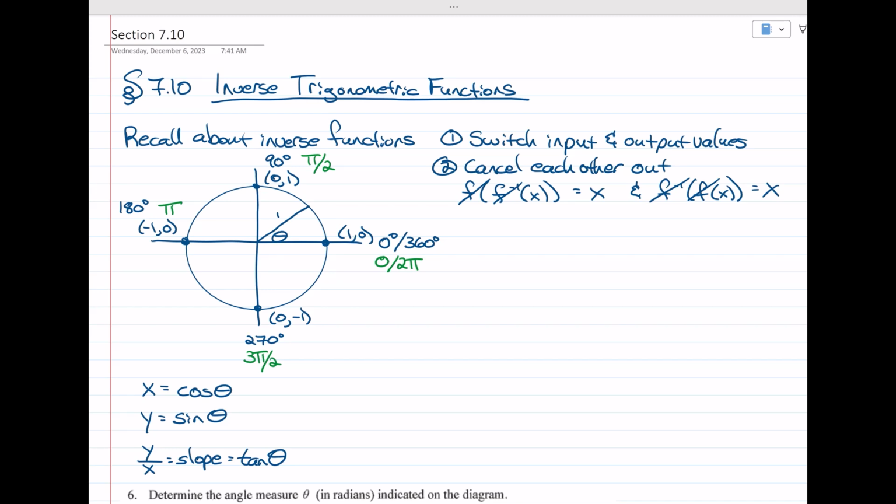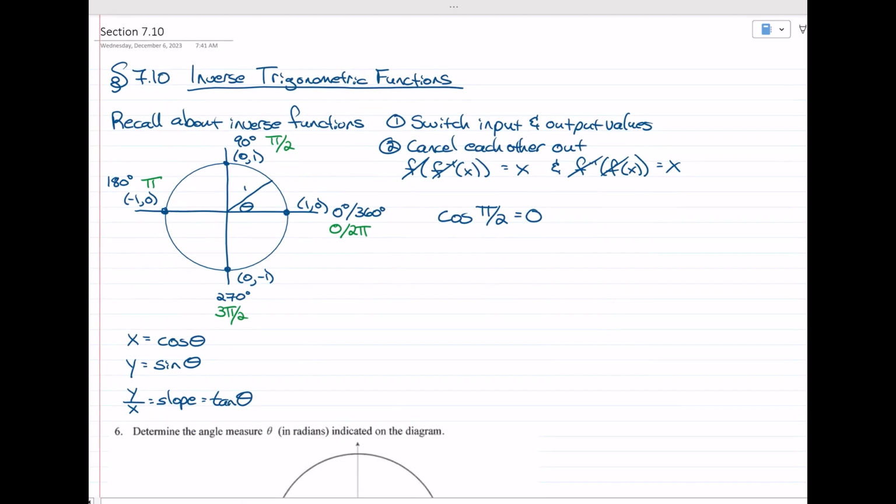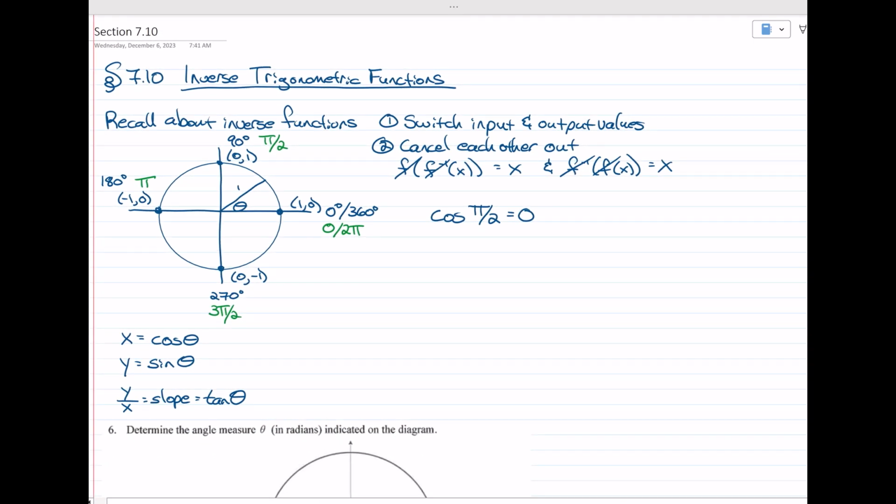So if I told you that the cosine of pi over 2 is 0, what we could do is we could also write that using inverse trig. So we're inputting an angle and getting out a value. Using inverse trig, what we could say is what cosine, or cosine of what angle, gives us 0? And the answer would be pi over 2.